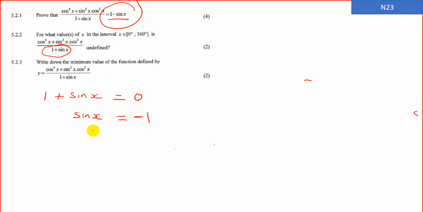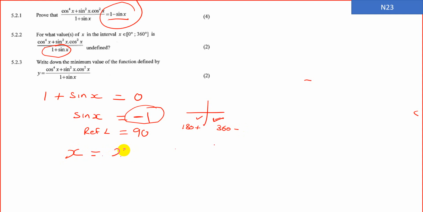So using our calculator, we'll type in shift sine of 1. That will give us our reference angle to be equal to 90. Now remember that sine is negative in quadrants 3 and 4. And the angle formula is 180 plus the reference angle, or 360 minus the reference angle. If you take 180 plus 90, that'll give you 270, or 360 minus 90 is 270. So therefore our x is actually equal to 270.